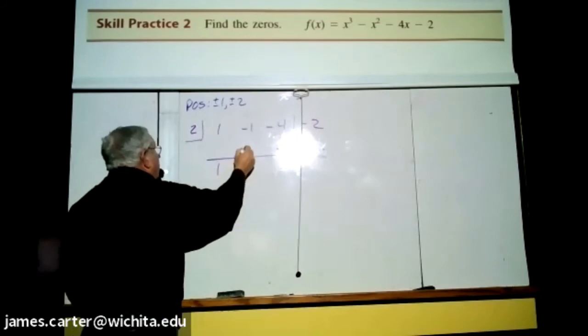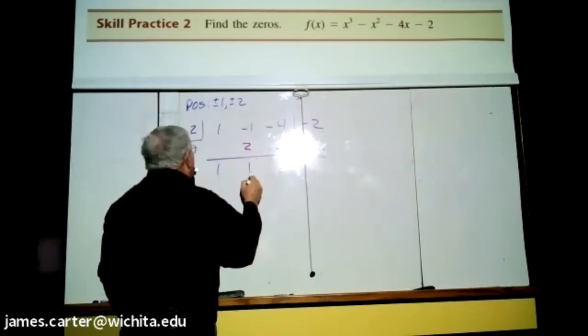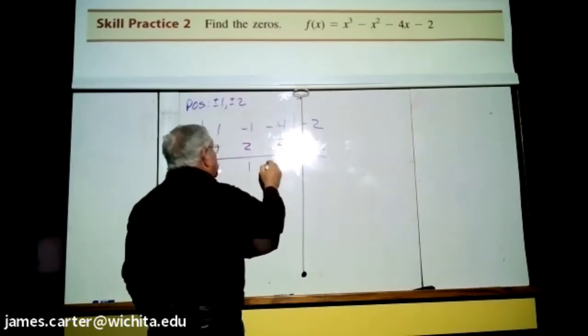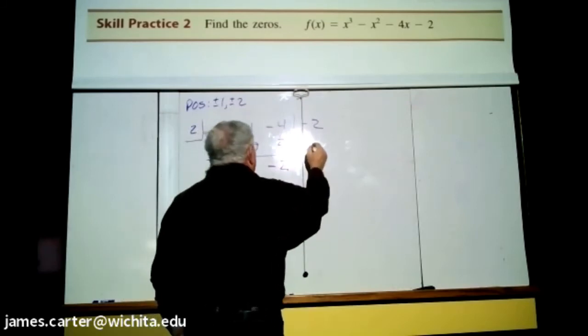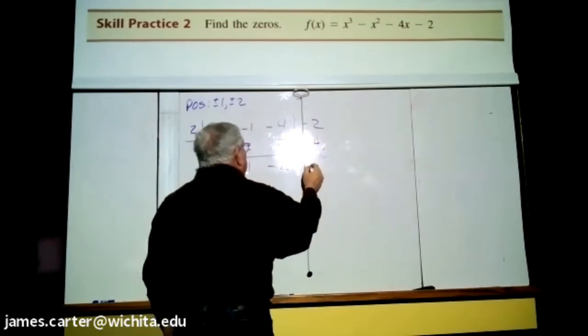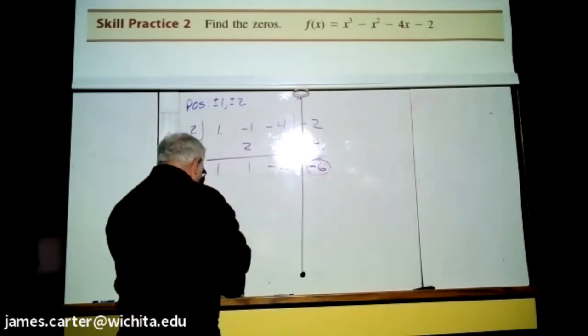Okay, bring down the 1. We get a 2. That gives us a positive 1. We get a 2. That gives us a negative 2. And we get a negative 4, which gives us a negative 6. So that one won't work either.